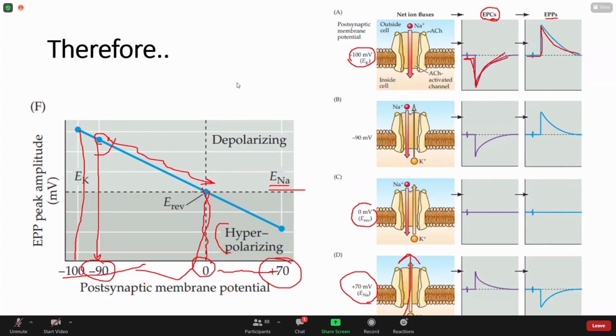the cell more toward the equilibrium potential for sodium. But we know that the cholinergic receptors are also permeable to potassium. So at 0 millivolts, it will reverse to an outward movement, which is by potassium. So potassium wants to go out because it wants to reach its equilibrium potential. Okay.